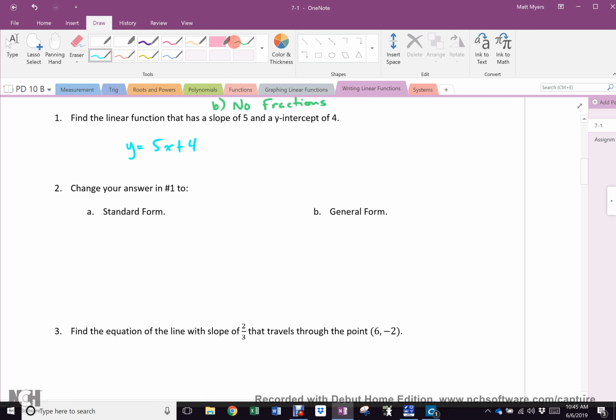First one is standard form. AX plus BY equals C. So what do I got to do? What do I got to do to make that look like that?